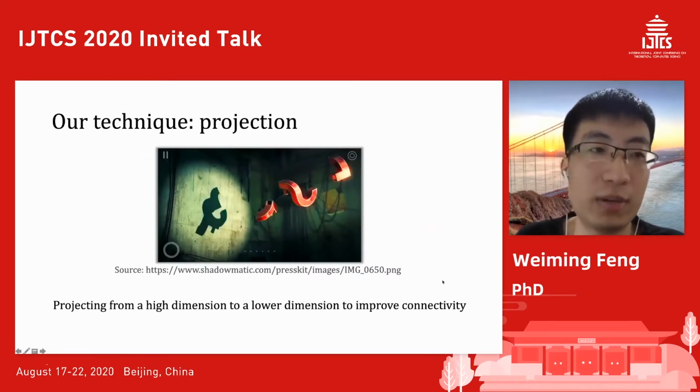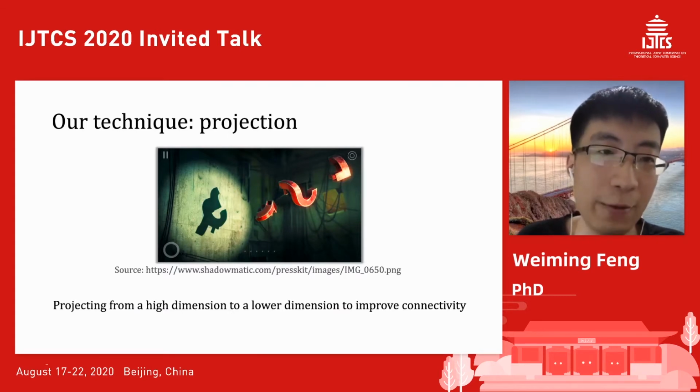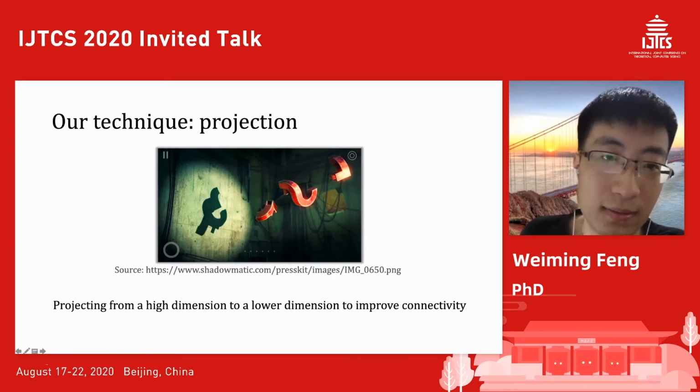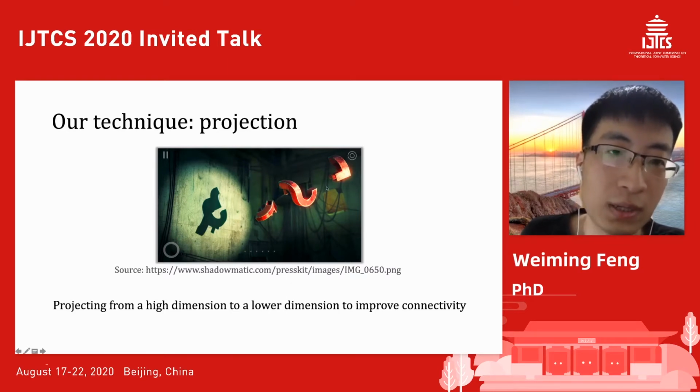The main contribution in this paper is a new technique to bypass such a connectivity barrier for sampling satisfying solutions. Our technique is a projection. We project from a high dimension to a lower one to improve the connectivity. Now, the principle of our algorithm can be illustrated by this picture. Look at these three red objects. The three red objects are disconnected in the three-dimensional world, but after the projection, their shadows become connected in the two-dimensional world.